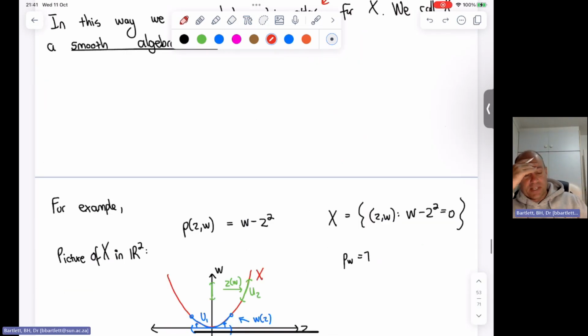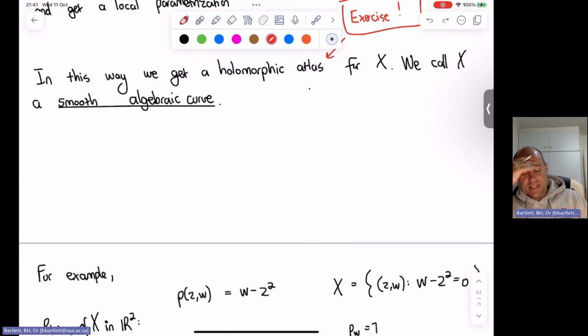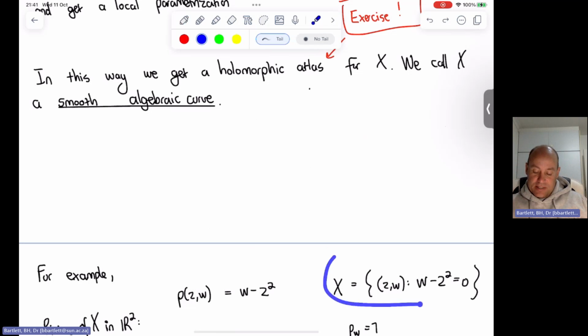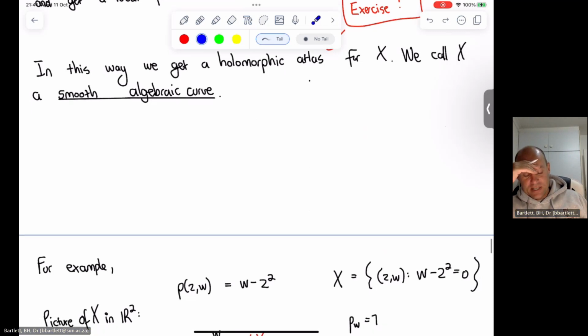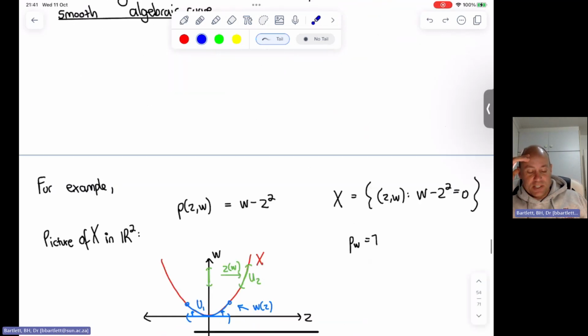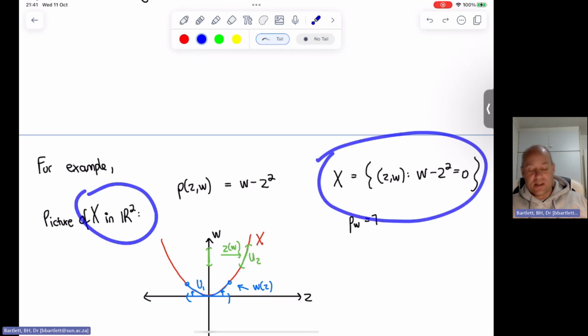So let's have an example here. For example, consider this polynomial, w minus z squared. So what is X? It's the collection of points (z, w) where w minus z squared equals 0. And the claim is that this is a complex manifold; you can put a holomorphic atlas on it. So to visualize this, X is living inside C², but let's just visualize it inside R².